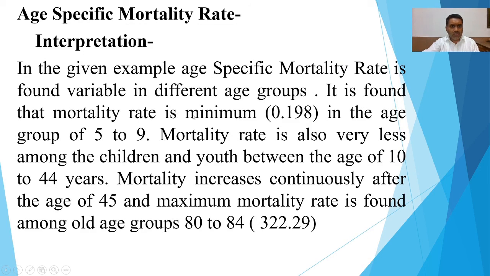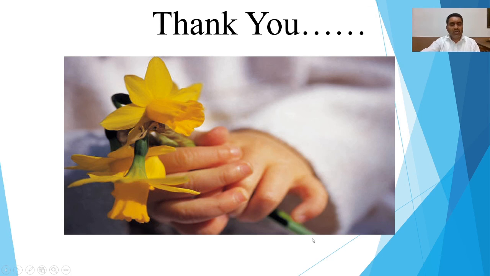It is found that the mortality rate is minimum, 0.198, in the age group of 5 to 9. Mortality rate is also very low among the children and youth between the ages of 10 to 44 years. Mortality increases continuously after the age of 45, and the maximum mortality rate is found in the old age group 80 to 84, that is 322.29. So this is all about the age specific mortality rate.